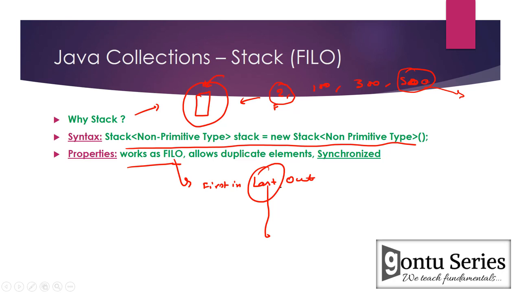Whatever you are going to include first, that's allowed to be taken out in the end, at last. Alright, so this is what FILO means. And this allows duplicate elements and is synchronized. The way vector is synchronized, the same way stack is also synchronized. Now what does synchronized mean? We're going to look at it in the sessions for the Java threading framework.